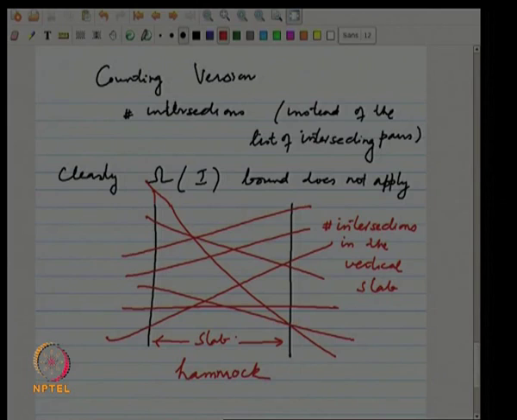So, one way to solve this problem would be to apply our line segment intersection algorithm: do the line sweep, report the intersecting pairs, and of course, if I know the intersecting pairs, I know the number of intersections also, right. But this one can be solved much faster. I do not need to actually report all the intersections, and why should I report all the intersecting pairs? I am not interested in that.